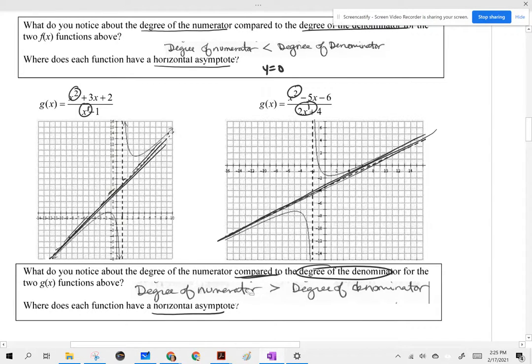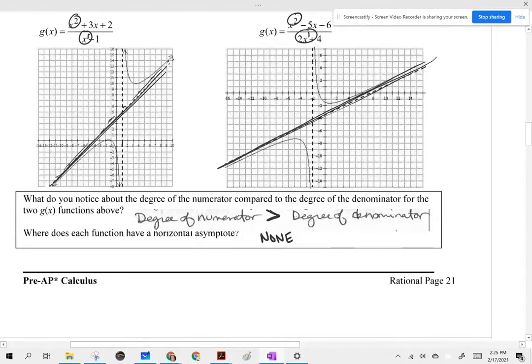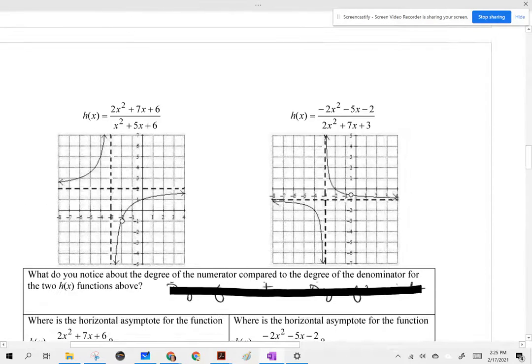All right, so if we look at this, the degree of the numerator is greater than the degree of the denominator. And it says, where does each function have a horizontal asymptote? Well, there isn't any. So this is none. There is no horizontal asymptote. All right, so now let's take a look at these two examples. Here we've got a horizontal asymptote here, and then we've also got one here. It says, what do you notice about the degree of the numerator and the degree of the denominator? So again, we're going to be comparing these. Again, just the degree part.